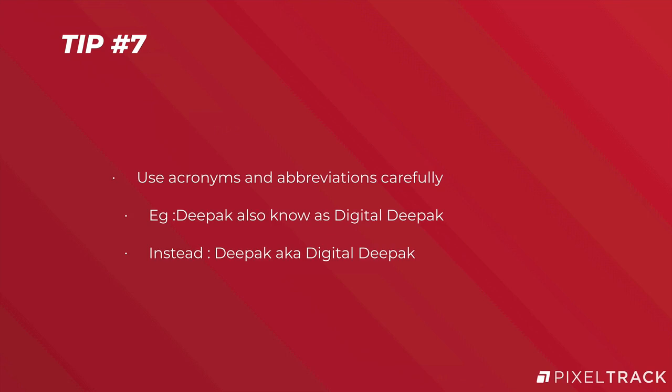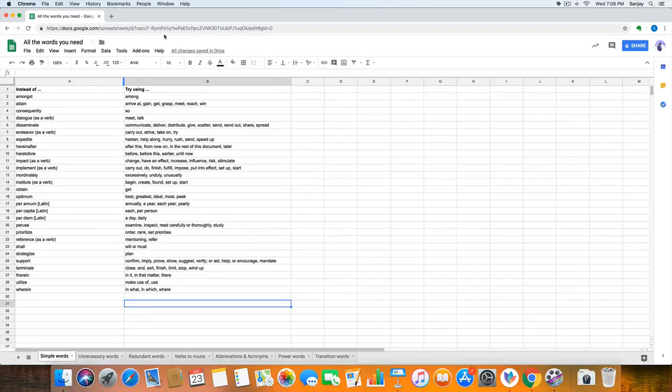If you don't know what it is, again, I've made a sheet. How about I just jump into the sheet and show you all the words for all of these tips that I've just shared. So let me just jump into my browser and show you the sheet I'm talking about. I'll be sharing a sheet with you called All the Words You Need, which is aptly named. It doesn't have all the words for every tip, but I've marked which tip I mentioned here. This is simple words, unnecessary words, redundant verbs, verbs to nouns, abbreviations, and acronyms.